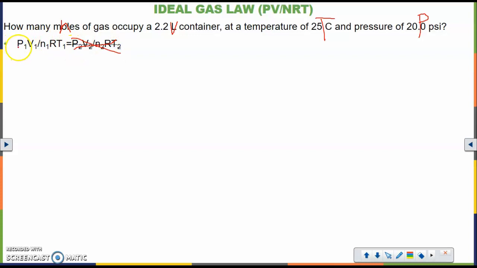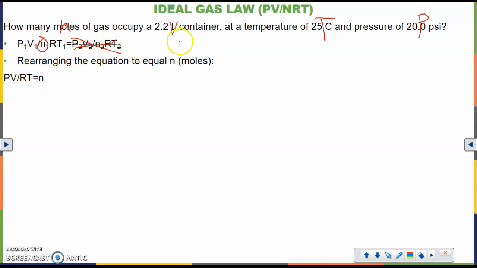And again, we have PV equals nRT. So in this case, we need to rearrange the equation to equal the unknown. All right, so we are trying to find n. And that's how we come up with this equation, PV over RT equals n.